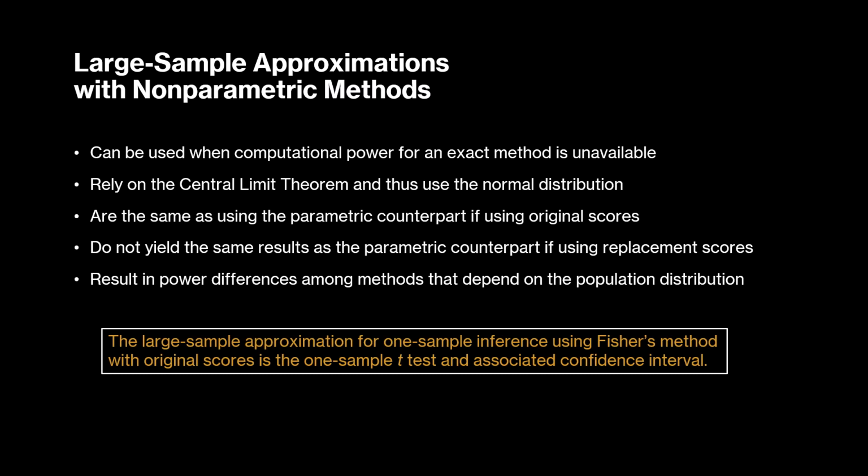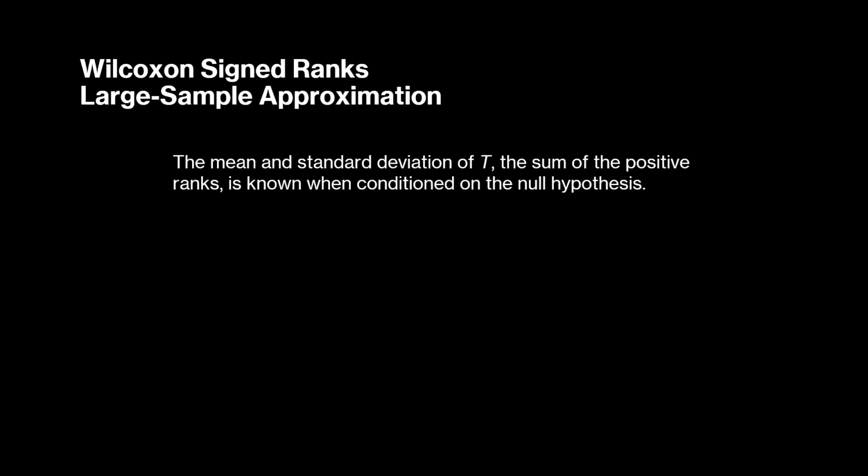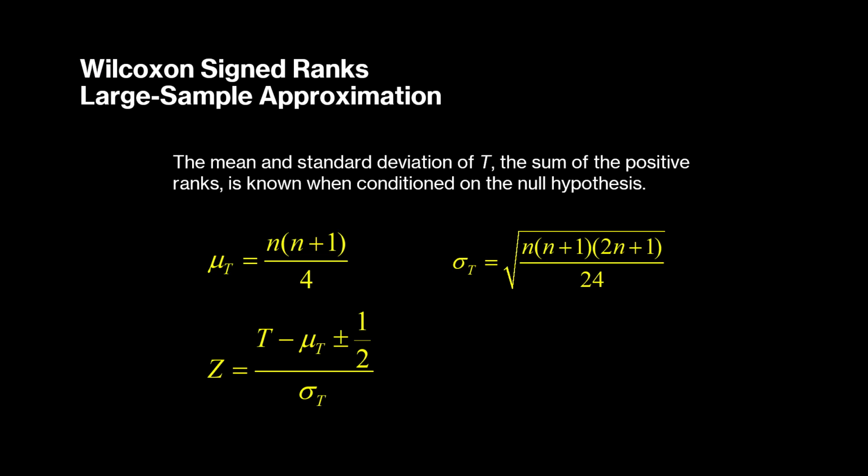While I cannot go into all the possible large sample approximations for all the methods that we are going to visit in this video series, we can look at a couple examples, starting with the Wilcoxon signed ranks large sample approximation. The mean and standard deviation of t, the sum of the positive ranks, that is the test statistic we use when we use the Wilcoxon signed ranks method, is known when the null hypothesis is true. Here are the formulas for the mean and the standard deviation. Because the central limit theorem says that with a large enough sample, t will be distributed approximately as a normal distribution, I can use this mean and standard deviation to calculate a z-score for my particular test statistic, then use the normal distribution to come up with an approximate probability.